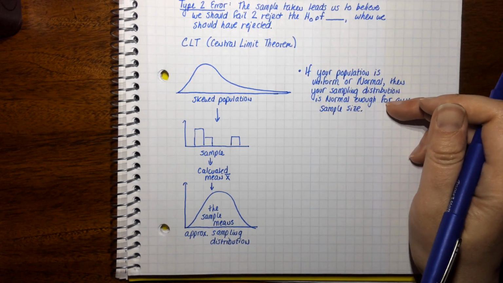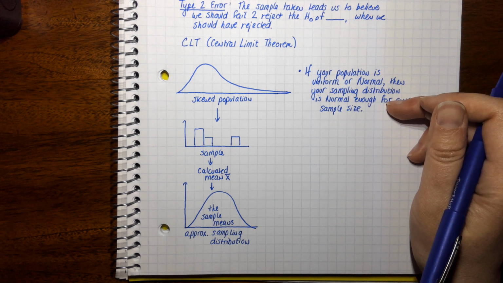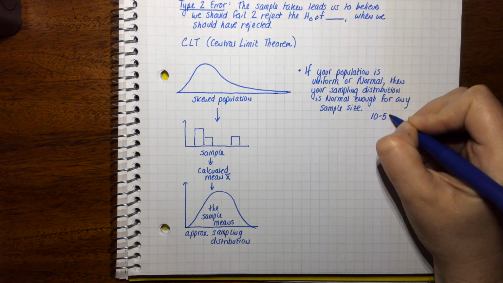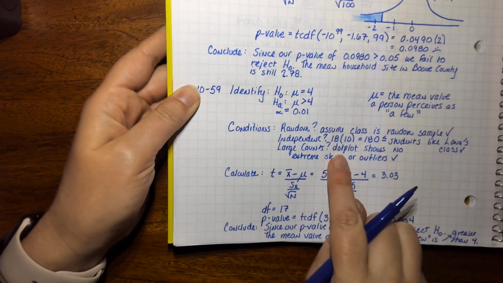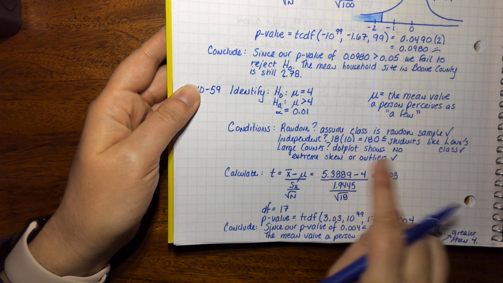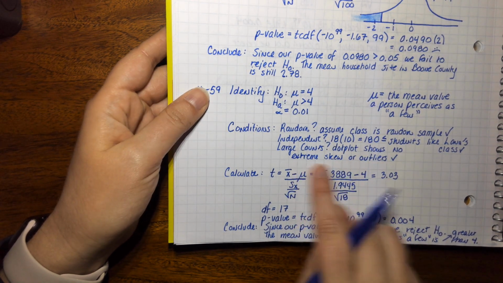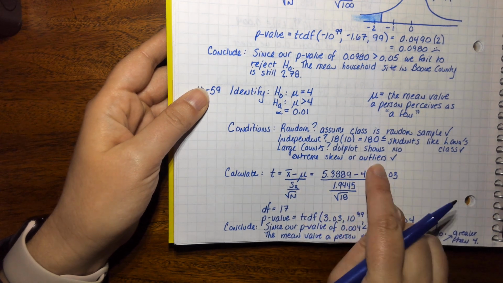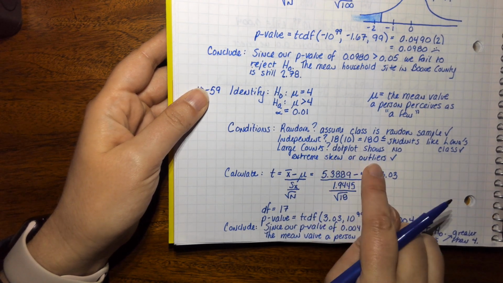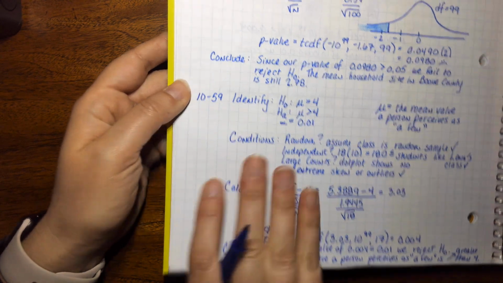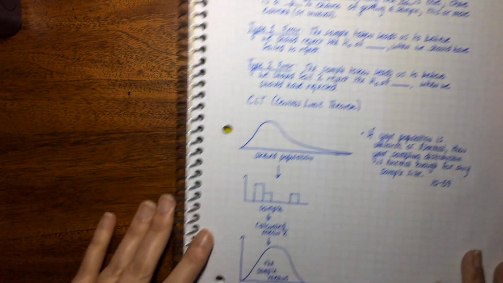Remember, in this case, I want you to think about that one problem we did, which was number 59, right at 10-59. I can flip back to it real quick. Right here, we had 18, I believe, as our sample size, but they gave us a little dot plot that showed no extreme skew or outliers. So we were able to satisfy the CLT by looking at the little graph that they gave us. Okay.